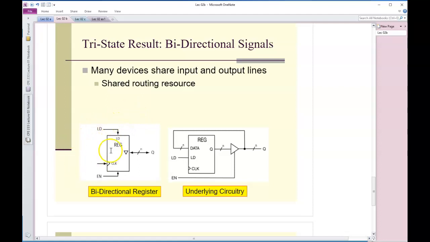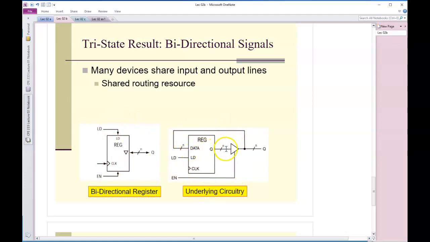Now, bidirectional. We'll talk about bidirectional registers a little bit, for better or worse. So this is a bidirectional register. It's tri-stated because I can see the triangle there, which means I can turn this thing on and off. So this register has the ability to drive data onto this line here, and it also has the ability to input data.